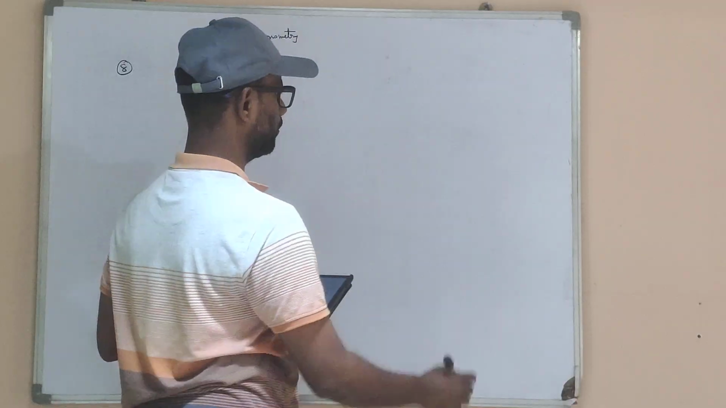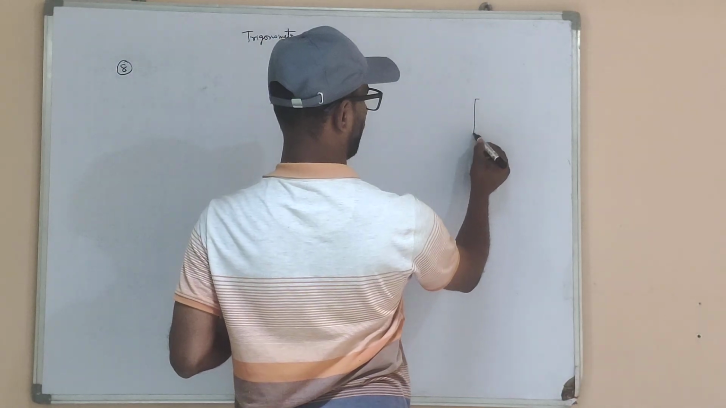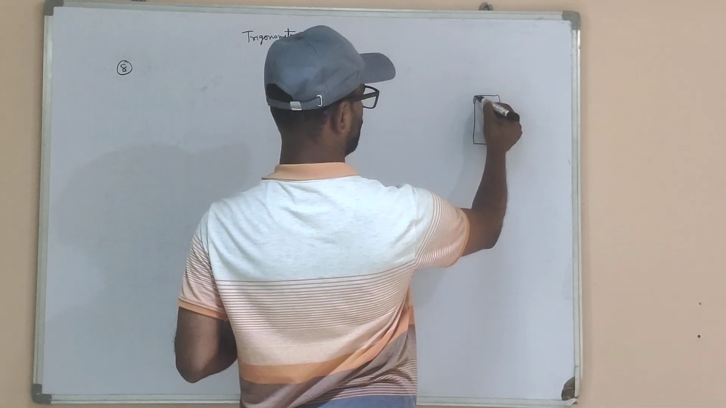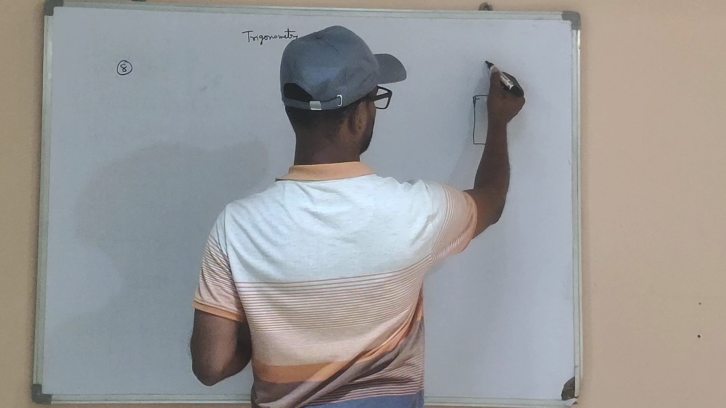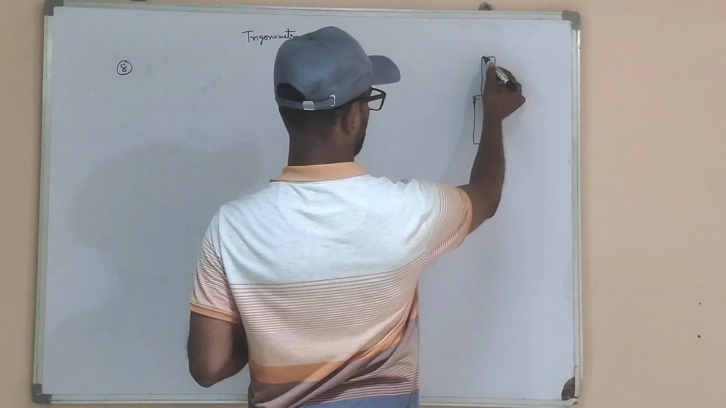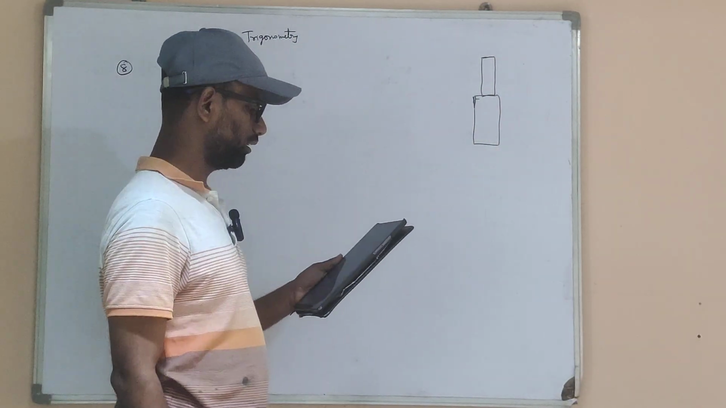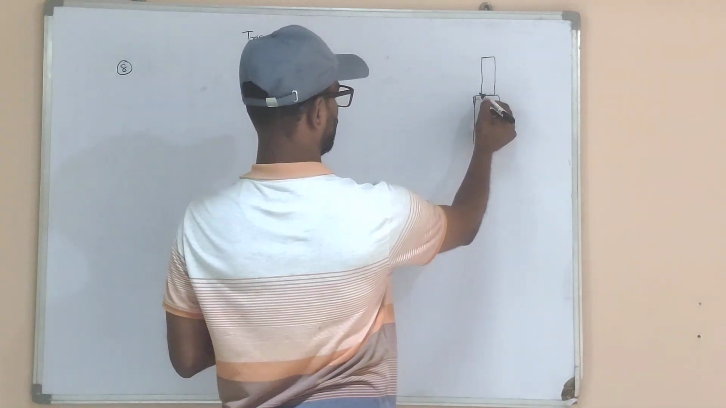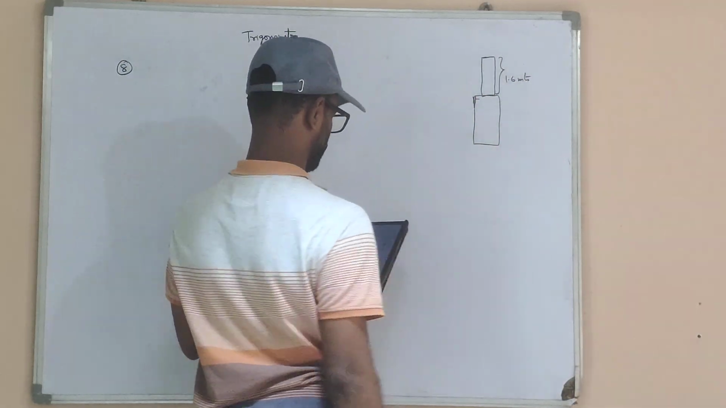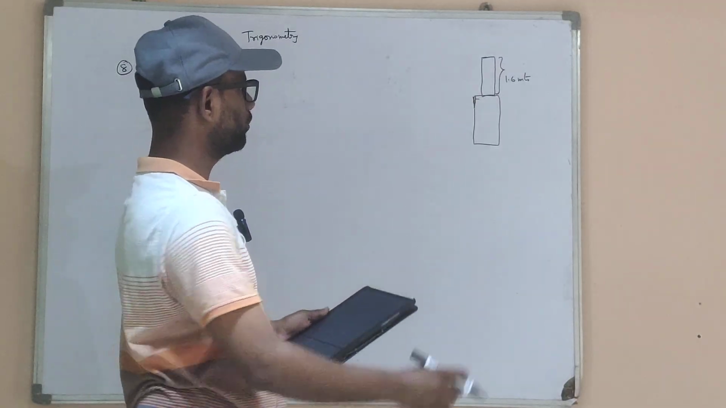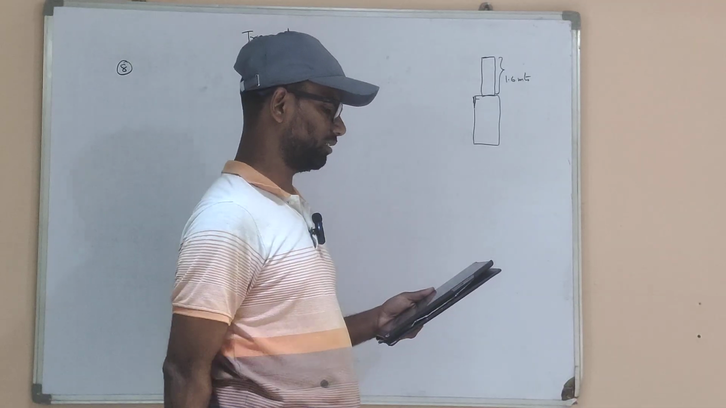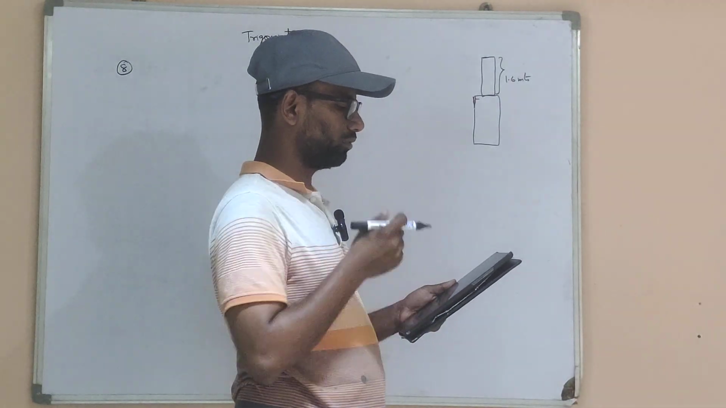Here, pedestal means just like a stand, or a stage. On this, there is a statue. What he is saying is that the statue is 1.6 meters tall, and it is standing on a pedestal. So the height of the statue is 1.6 meters.